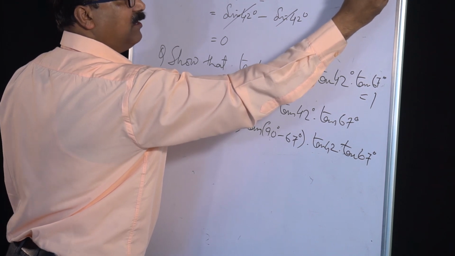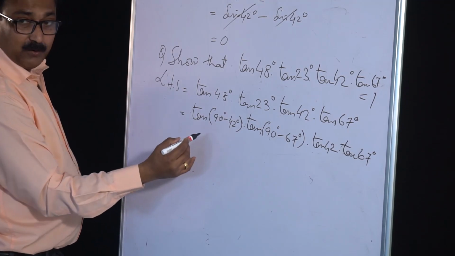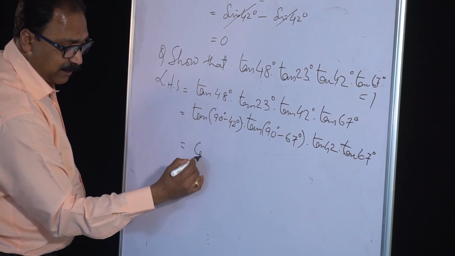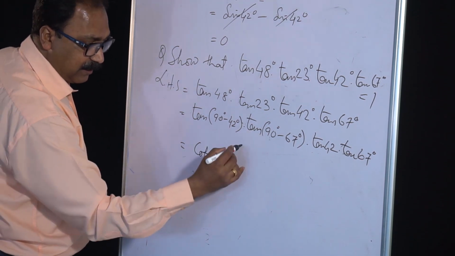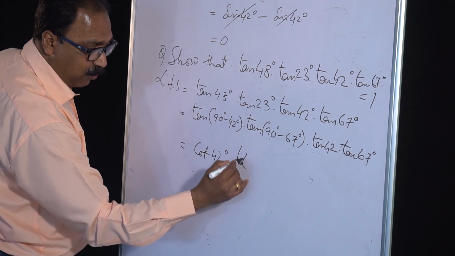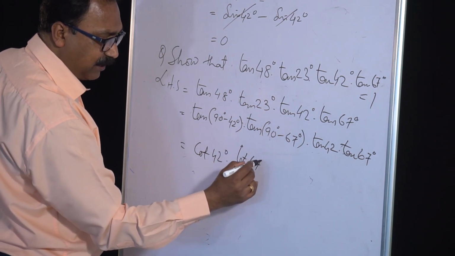Yes, cot theta, correct. So cot theta. So friends, look here, students. You have to write cot 42 degrees. And here tan also becomes cot, how much? 67, because you consider it as theta.